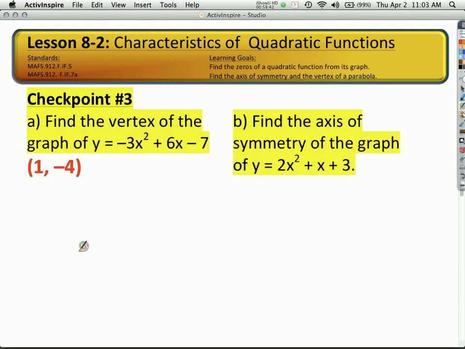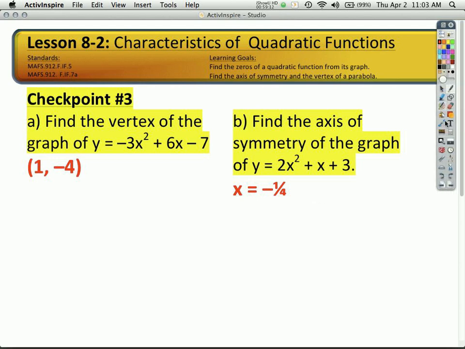Part B, find the axis of symmetry. I've got students 16, 15, and 3. Student 16, what'd you get? Student 15. Student 3. X equals -1/4. Make sure you put x equals because it's an equation of a line. It's not really representing a value per se. It's an equation of a line.